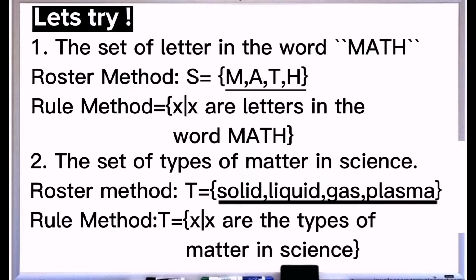Number 2. The set of types of matter in science. First, we need to find out what the types of matter in science are before we write it in the roster method and rule method. The types of matter in science are solid, liquid, gas, and plasma. Now, we can write it in the roster and rule method. We let T be the name of the set. So we have set T is a set of solid, liquid, gas, and plasma. In the rule method, we have set T is the set of all elements x such that x are the types of matter in science.